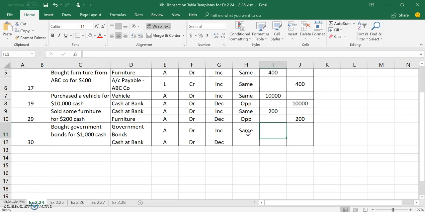So with my bonds increasing, that's going to be the same as its nature for $1,000, and then that cash is decreasing, so it will be the opposite to its nature, so that will be credited for $1,000 as well.